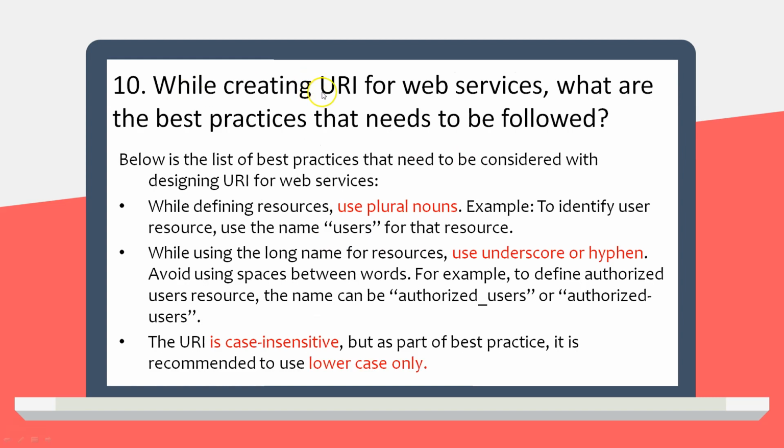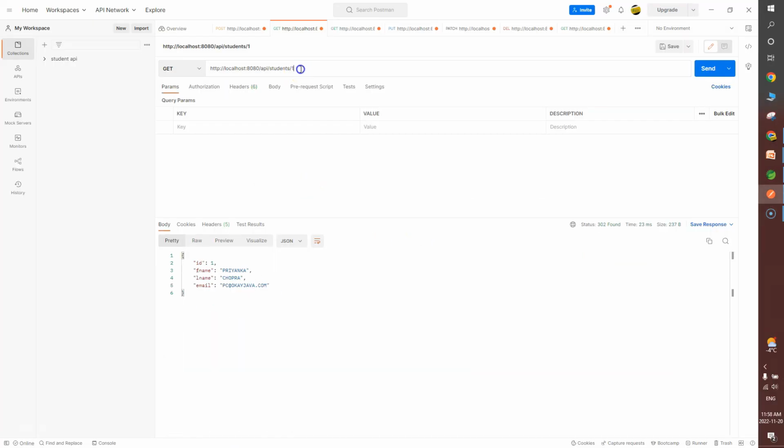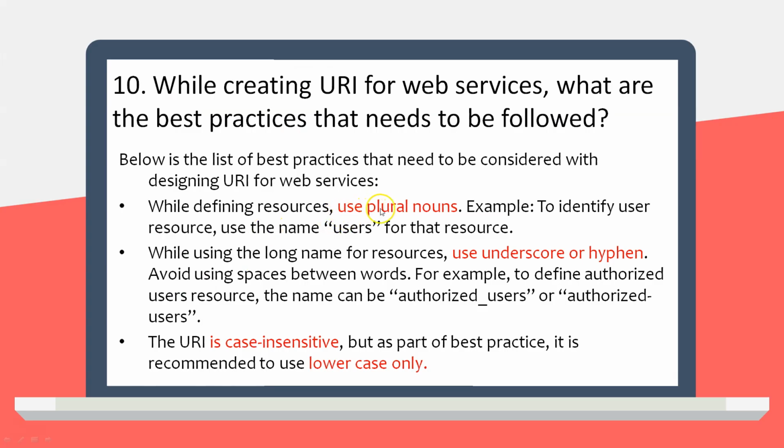Let's move on. While creating URI for web services, what are the best practices that need to be followed? One of the very important interview questions. There are certain rules or guidelines that you must follow. Very first one is, while defining the resources, use plural nouns. For example, to identify a user resource, you should use the name users for that particular resource. If you look at the endpoint, I have used students, not student. That is what rule number 1 says: use plural nouns.